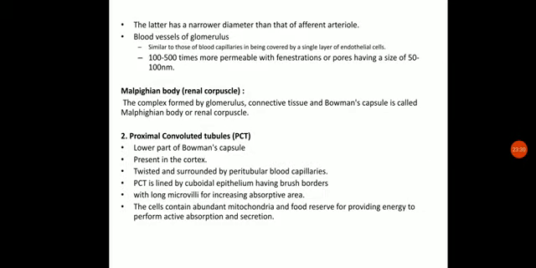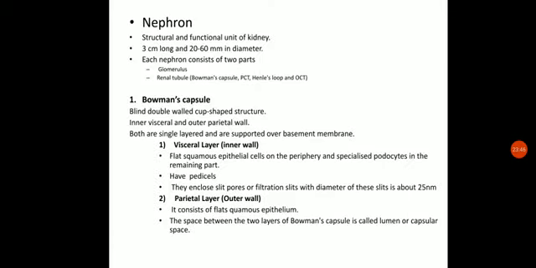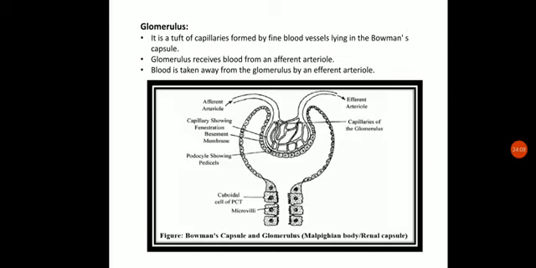Okay, one more thing is remaining. Now the cells contain abundant mitochondria and food reserves for providing energy to perform active absorption and secretion. So basically the function of this PCT is to actively absorb the substances which are important for the body and should not be released out in the urine. So they have to be actively absorbed. Sometimes it may happen that the inner concentration will be high and the outer will be low, so it has to be moved from lower to higher concentration, and that will require energy, that is ATP. Okay, so that can also be done by these structures.